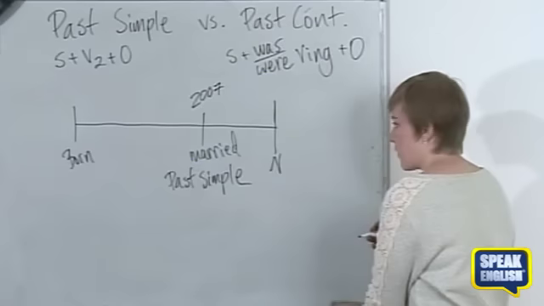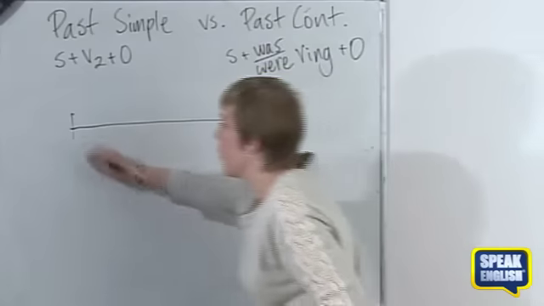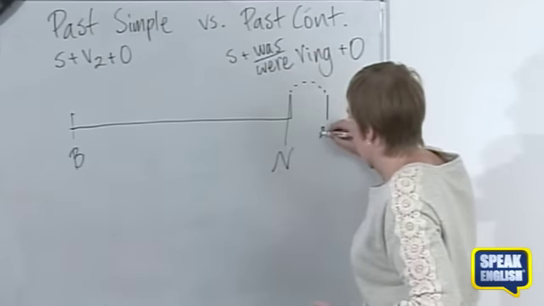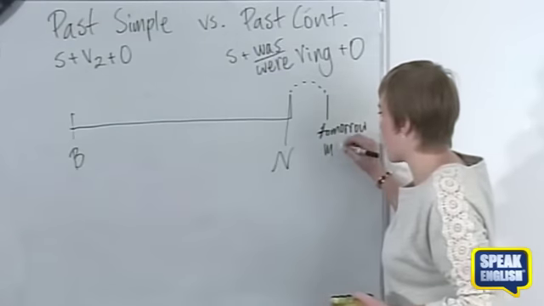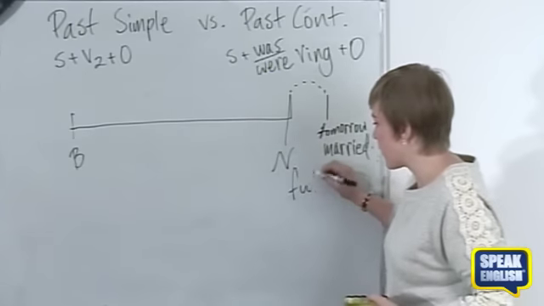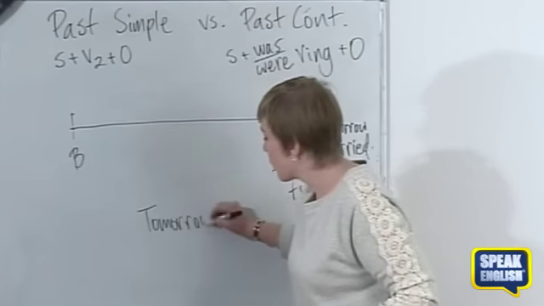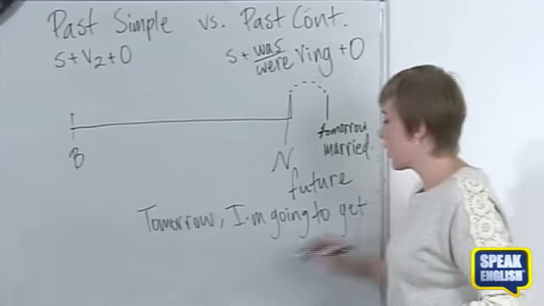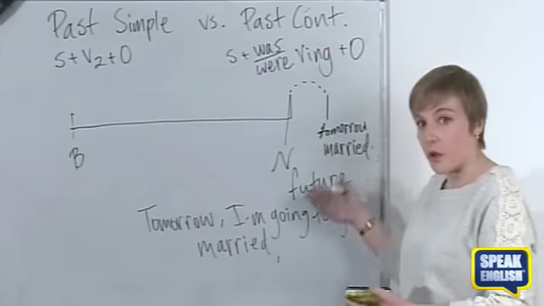Let's look at a different timeline. Maybe now, maybe born, and it's tomorrow is an event. Maybe tomorrow is married. Which tense does this represent? It represents future tense. Maybe our sentence is, tomorrow I'm going to get married. So future tense will look like this on a timeline.